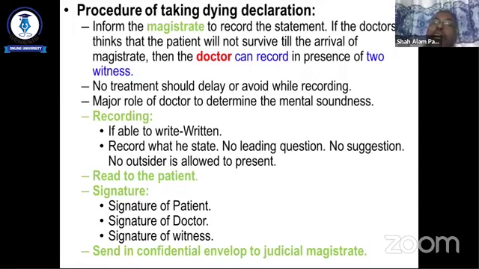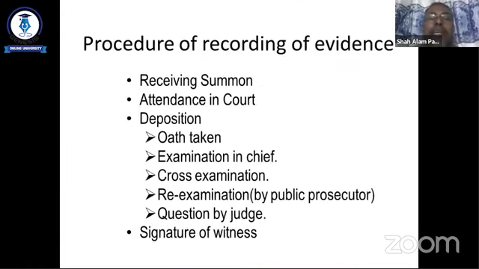This is the procedure of taking dying declaration, and it is one of the important skills that every doctor may have to face in their professional life. And it is the legal right of the patient. Whenever a patient comes to a doctor, not only for curative, not only for therapeutic purpose, but also for legal purpose, he may come to the doctor. Now come to the procedure of recording evidence in the court of law.